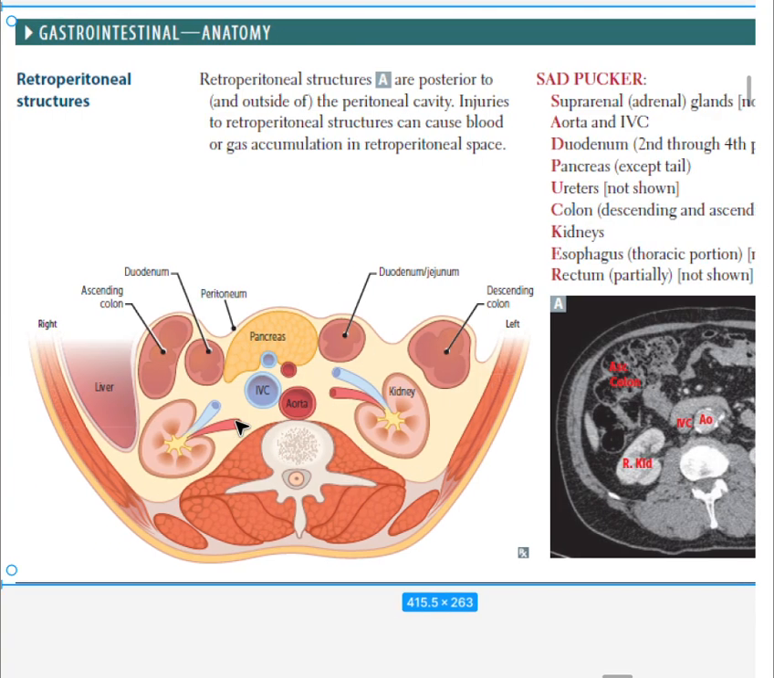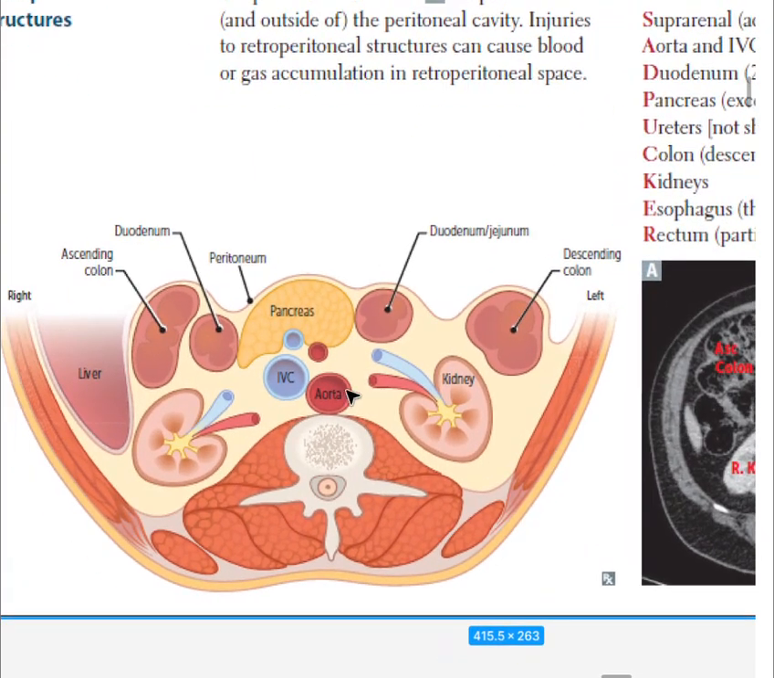So the key labels you should identify here are that the aorta is slightly left of midline. The inferior vena cava is just right of the aorta. The kidneys are completely retroperitoneal and posteriorly placed. The pancreas is secondary retroperitoneal. Ascending and descending colon are laterally retroperitoneal. You can see them most laterally, right?